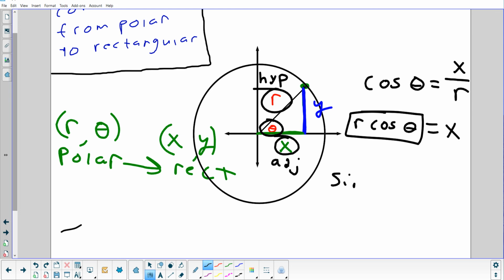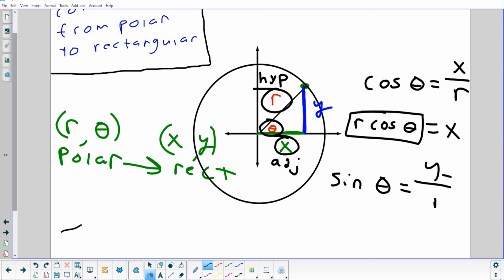So sine would equal... And what would my fraction be on the other side here? Opposite over hypotenuse. Yep. And Gina, what's the opposite in this case? Y. And what's the hypotenuse? R. Yep. So we end up with y over r.